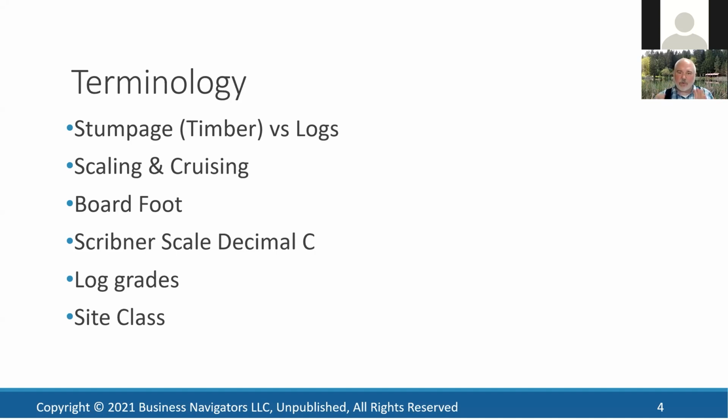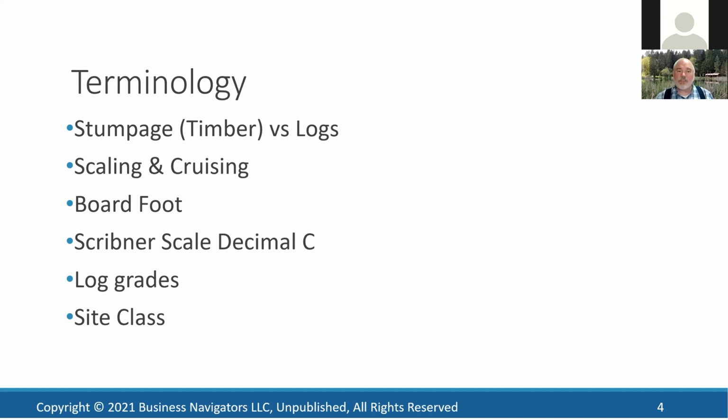So 1 foot by 2 inches by 6 inches is also 1 board foot. It's any combination that gets us to 144 cubic inches. And so that's the standard measurement used for purchasing logs and also for inventorying and selling lumber. We do all of that by the board foot.